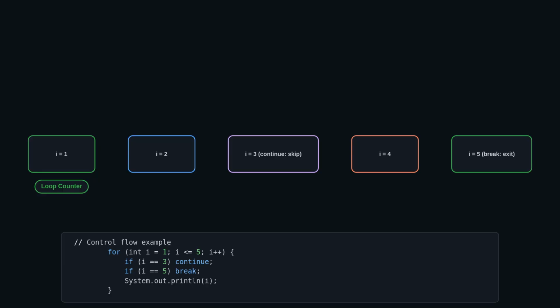Let us watch how these two keywords shape the path of a simple counting loop. Restart at i equals 1, moving to i equals 2, then reaching i equals 3. At 3, continue kicks in and skips printing, jumping straight forward to i equals 4. Next comes i equals 5, but break triggers here and cuts the flow completely, ending the loop right there.